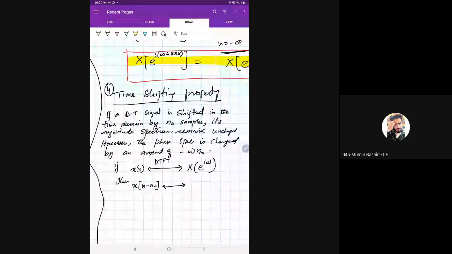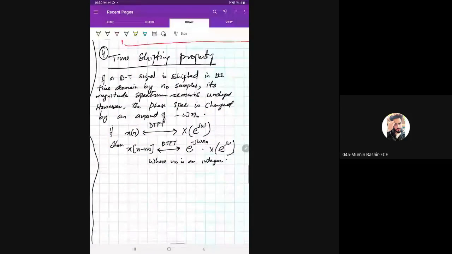Then if we take the discrete time Fourier transform of the shifted signal, our Fourier transform will be e raised to power minus j omega n naught times x of e raised to power j omega. Okay, where n naught is an integer. So this is what it means. So let us see how it happens.